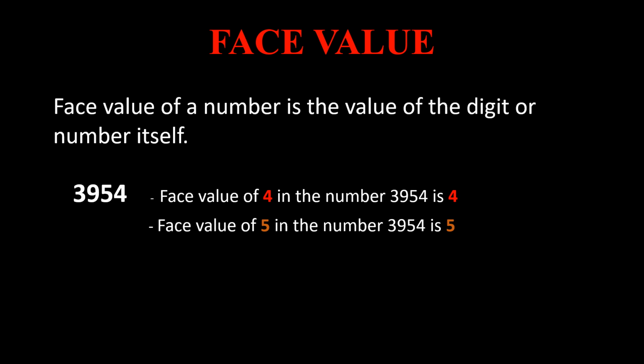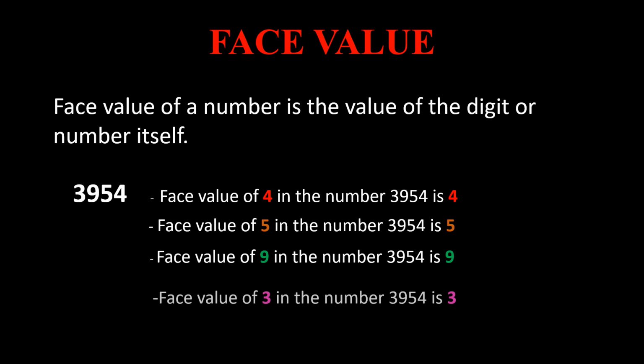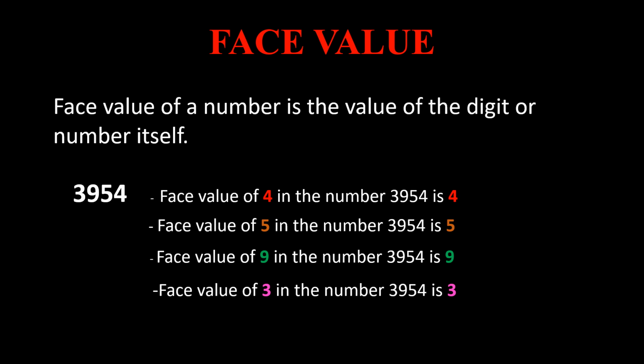Face value of 5 in the number 3954 is 5. Face value of 9 for the same number is 9. Face value of 3 is 3. So you understood that face value of a number is the value of the digit or number itself.